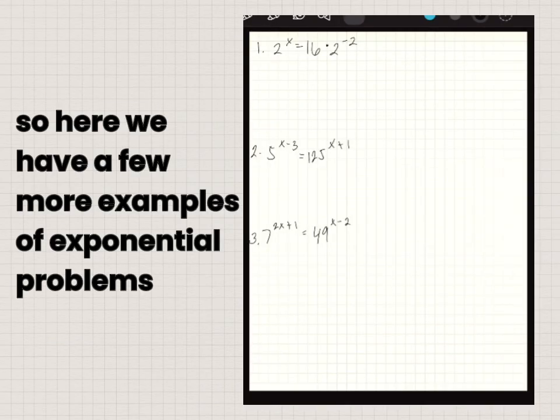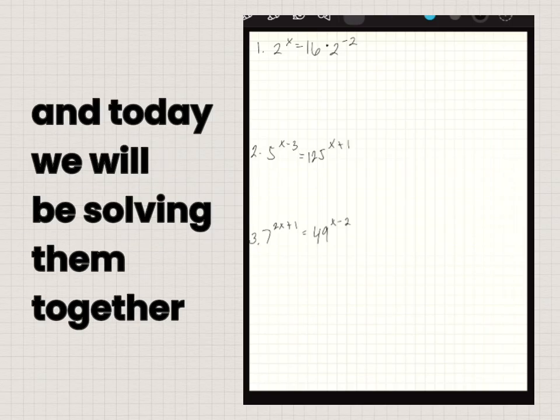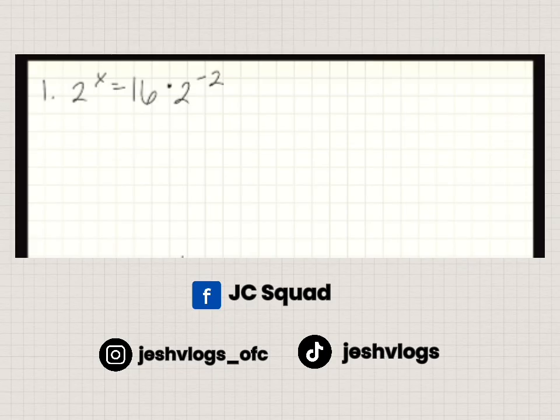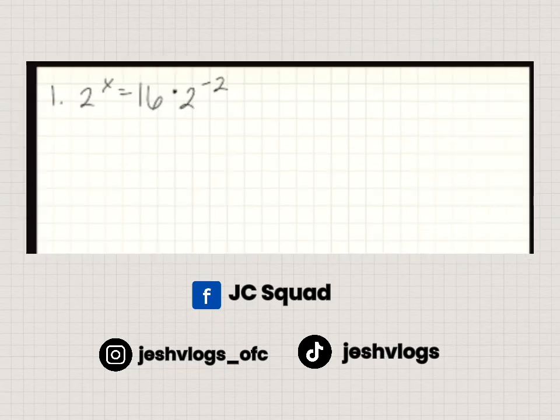So here we have a few more examples of exponential problems, and today we will be solving them together. Let's go with number 1 first. So we're solving for x. Let's try to make the bases match first. We can see on the right side that 16 is the only one different. So let's try to make 16 into a base of 2. We know that 16 is equal to 2 times 2 times 2 times 2, or simply 2 raised to the 4th power. So we can replace 16 with 2 raised to the 4.